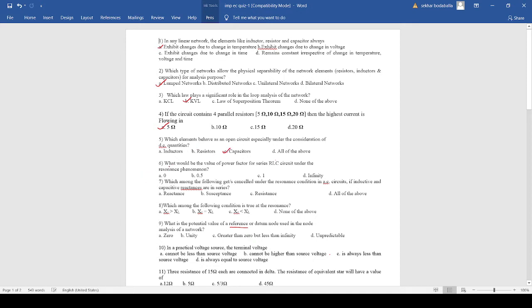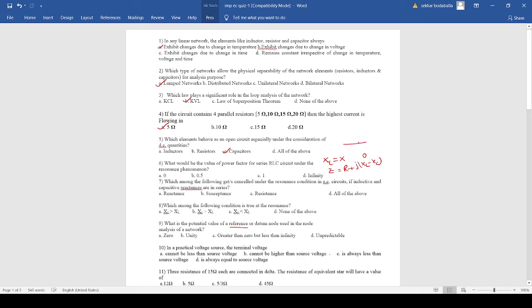Okay. Let us go with the sixth one. What would be the value of power factor for series RLC circuit under the resonance phenomenon? See, when the circuit is under resonance, the inductive reactance and capacitive reactance are equal and total impedance of the circuit is R plus j(XL minus XC). So if XL is equal to XC, this imaginary part becomes 0. The circuit is becoming purely resistive.